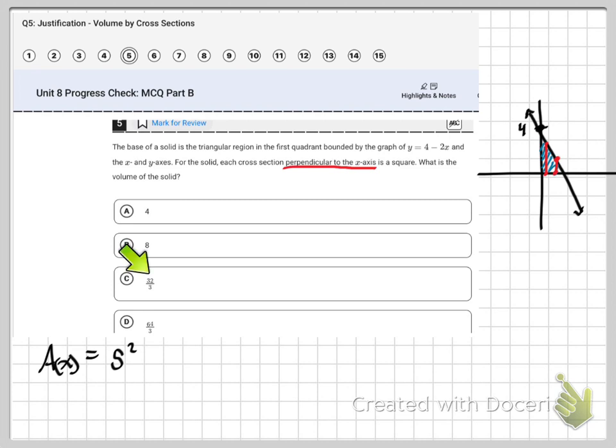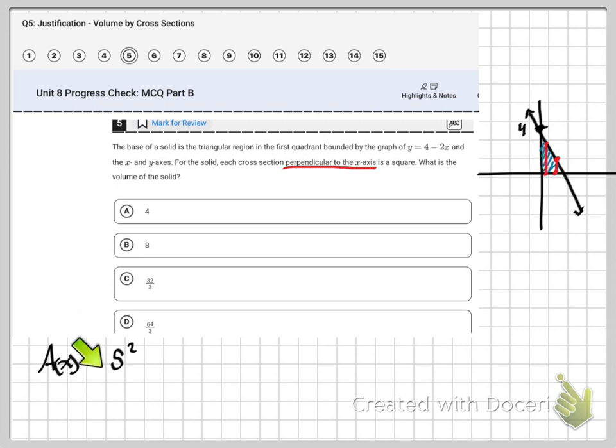Where does it say that? For the solid, each cross section perpendicular is a square. Okay, so we know that the areas of squares are found by squaring one of the sides. These lines right here represent 2 of the cross sections. Now we know that there's infinite inside here. I just drew 2. But these represent one side of our square.